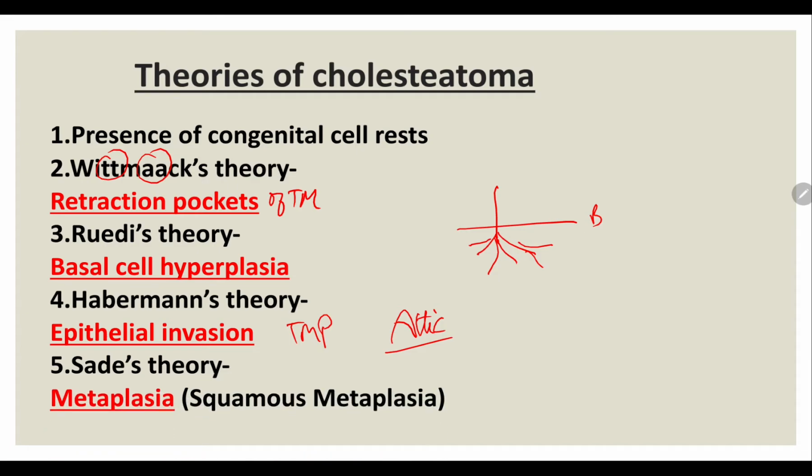Let's come to Sade's theory. We know SAD. Someone getting sad is because there is some change taking place, and here the change is called metaplasia. As we said, cholesteatoma is the skin in the wrong place. Squamous lining, here it is squamous metaplasia, and these are all the theories related with cholesteatoma.